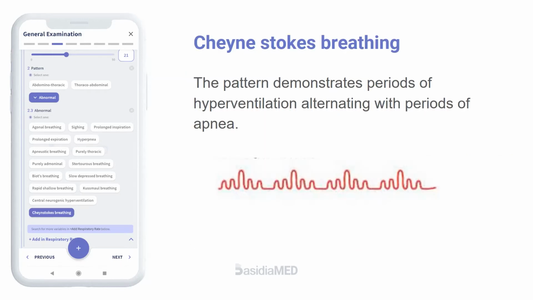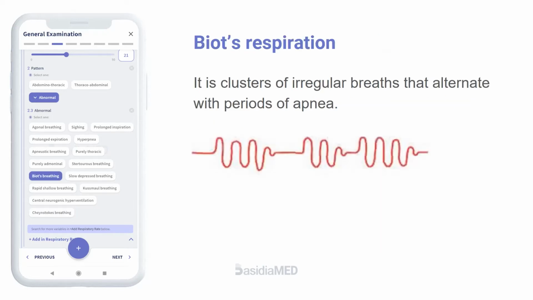Cheyne-Stokes is a pattern of crescendo-decrescendo respirations, followed by a period of apnea. Seen in both normal individuals at altitude and individuals with severe neurological or cardiac disease. Biot's respiratory pattern is characterized by regular deep respirations interspersed with periods of apnea. It is caused by damage to the pons due to stroke, trauma, or uncal herniation.